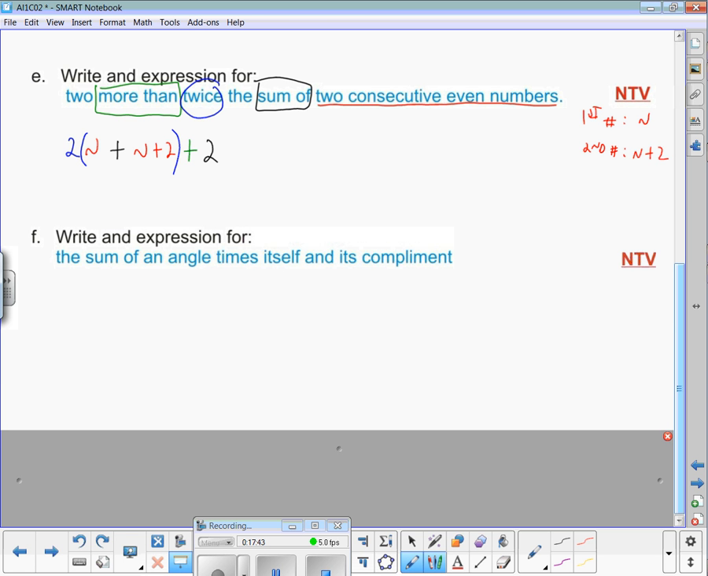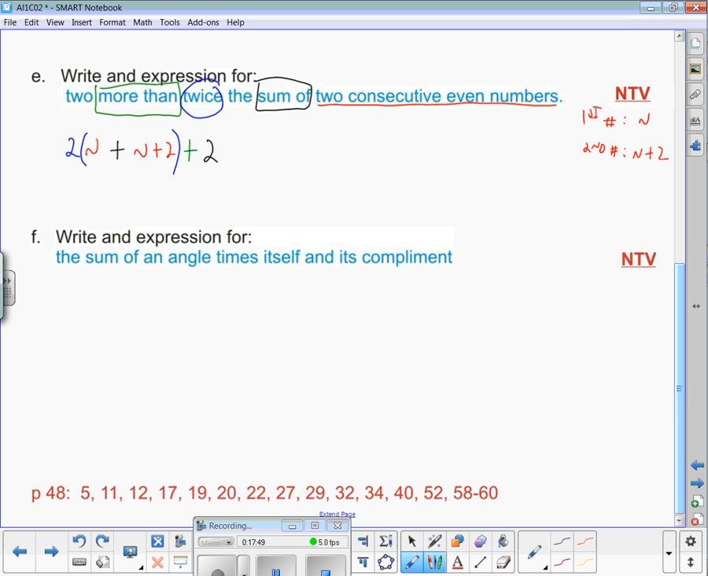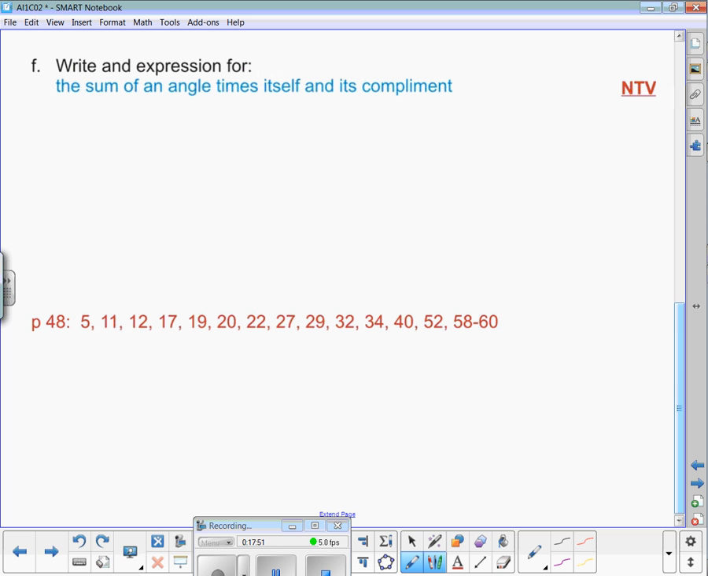Write an expression for the sum of an angle times itself and its complement. Oh no. Angles. What in the world? How do we get to angles? Okay. Well, let's think through this thing. The sum of an angle times itself and its complement. Okay, so I need the angle. You want to stick with n? All right, we'll stick with n. Its complement. I'm going to abbreviate COMP.